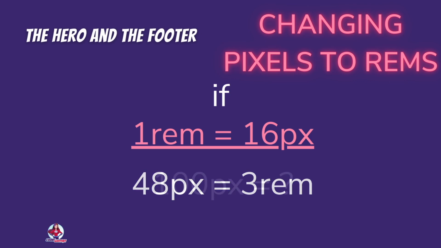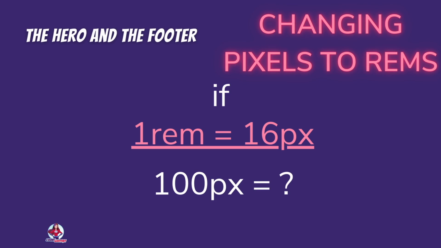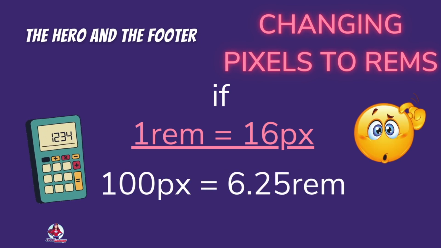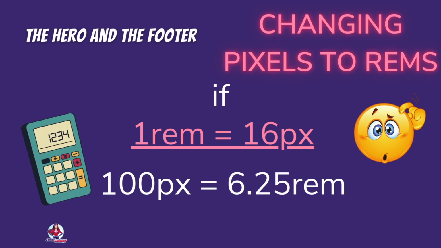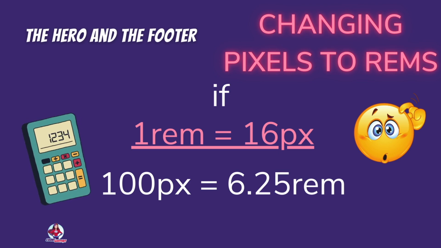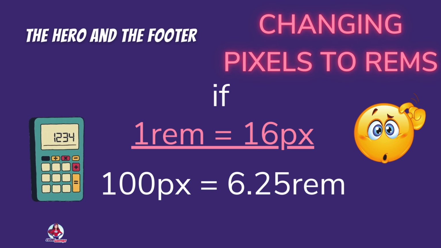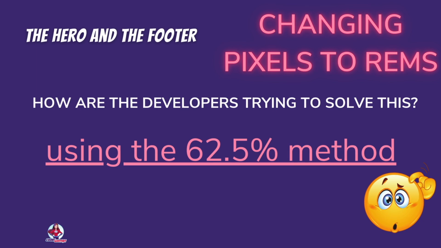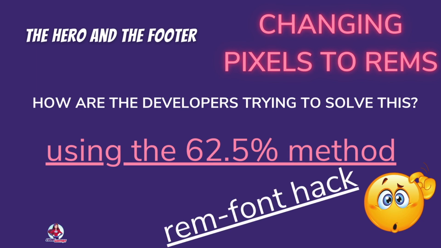But what if we have some other value, 100 pixels for example? Now the result is 6.25 rem. It's not easy to count it without a calculator, right? Doing this with each element can be frustrating. So what can we do? This is a well-known problem in web development. Many developers have tried to solve it and simplify calculations, including using the 62.5% method. You can also find it as a rem font hack.